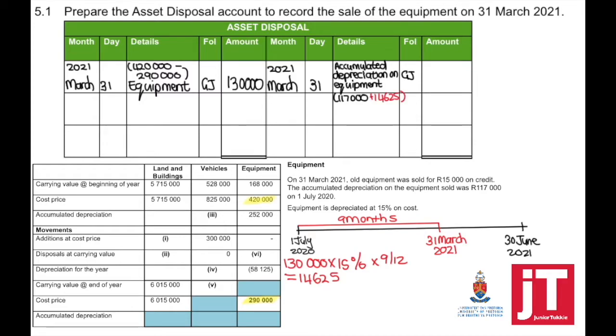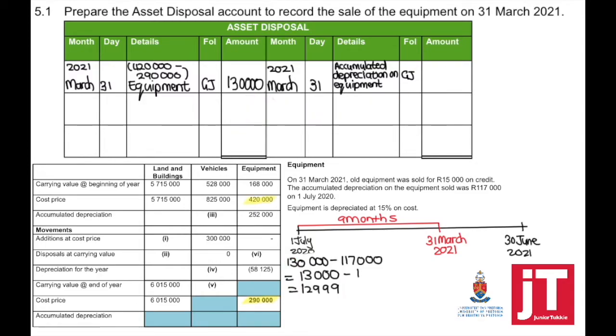To show step number 3, we need to take the accumulated depreciation in the beginning plus our updated depreciation, and that equals the total accumulated depreciation. If you now look at that asset disposal account, hopefully you would notice that there is a big problem. And what is that? My accumulated depreciation can never exceed the cost, because that means that the carrying value will then be equal to a 0 or a negative amount, and we cannot have that.